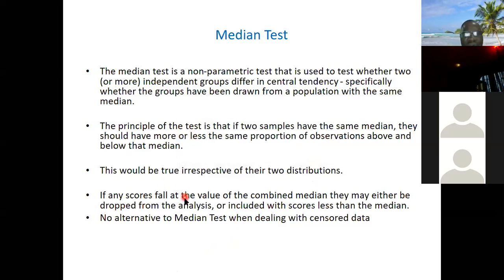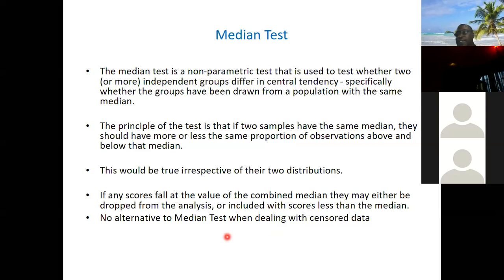If any score falls at the value of the combined median, it may either be dropped from the analysis or included with the scores less than the median. You're going to see he's just talking of the logic behind what they do in this type of analysis: you look at the scores that are above the median and the scores that are below the median.